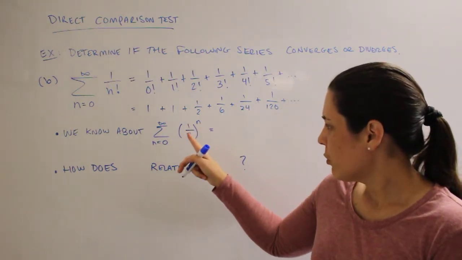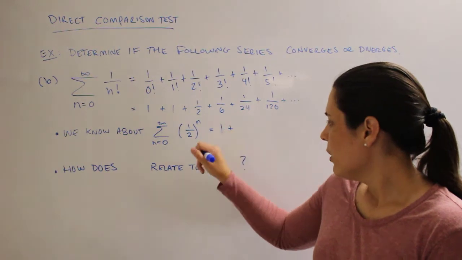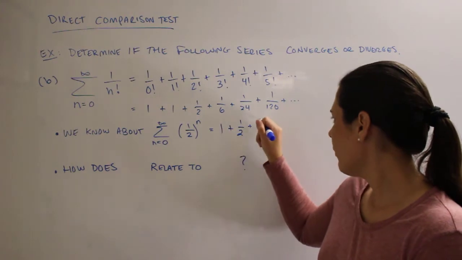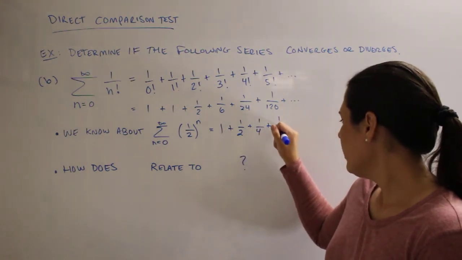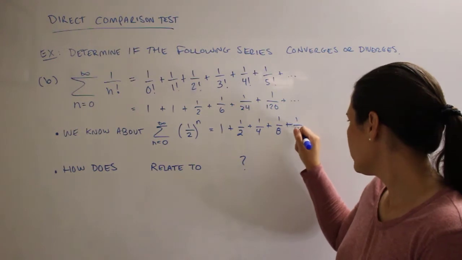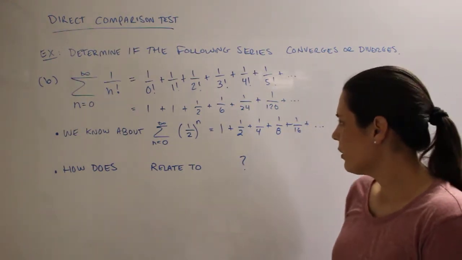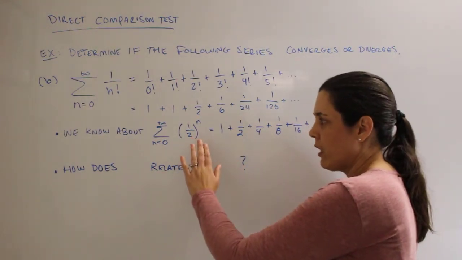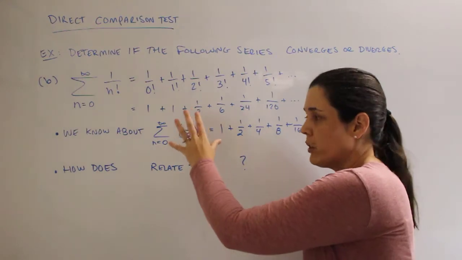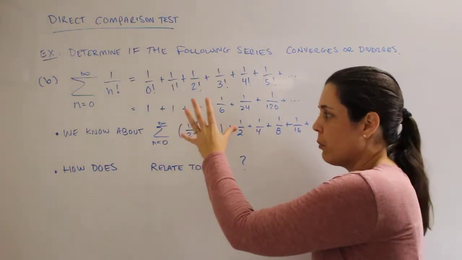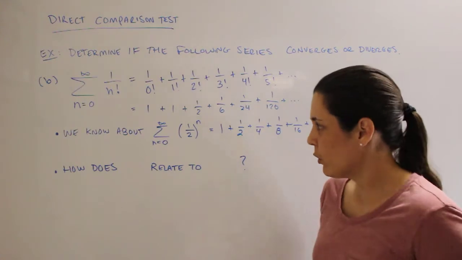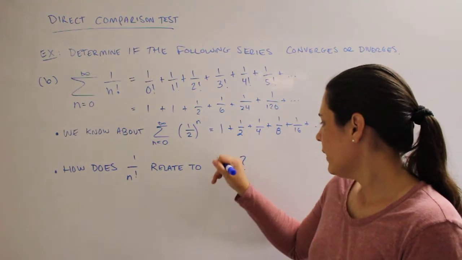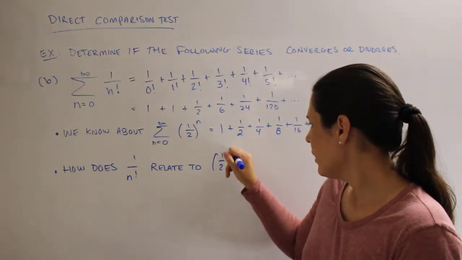When n is 0, that's 1/2 to the 0, which is 1. When n is 1, that's 1/2. When n is 2, that's 1/4. N is 3, 1/8. N is 4, 1/16, and so on. So we actually know about this series' convergence or divergence. I'll mention that a little bit later, but I just want to show you what the series looks like first. Now the question becomes, how does our series 1 over n factorial relate to 1/2 to the n power?